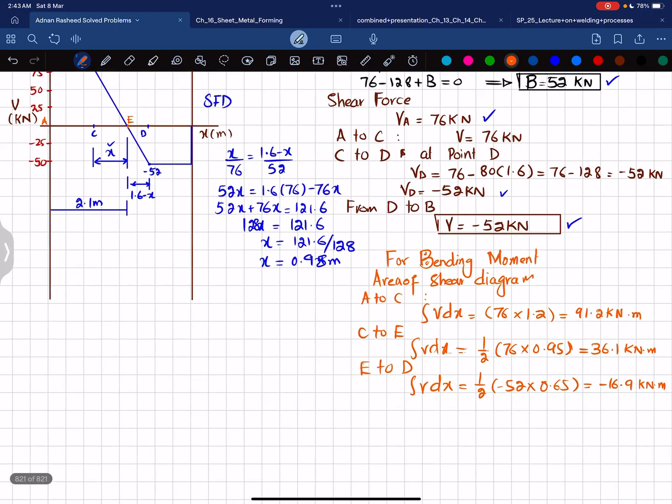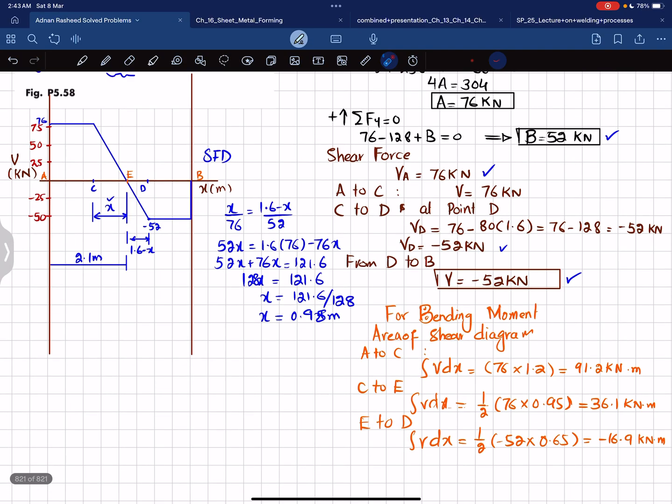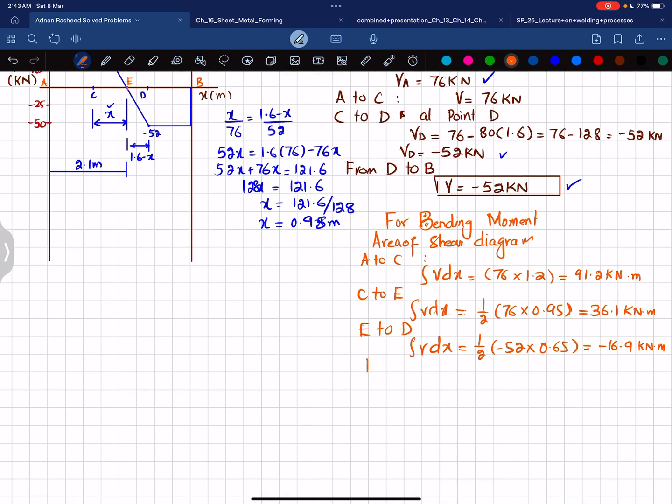And the last area is from D to B. At the end, we have point B. So D to B is this portion. The area under the shear force diagram is a rectangle. So this will be minus 52 multiplied by its length, which is 1.2. From D to B, the area under the shear force diagram is minus 52 multiplied by 1.2, and that is equal to minus 62.4 kilonewton meter. Now what we will do is draw the bending moment diagram.